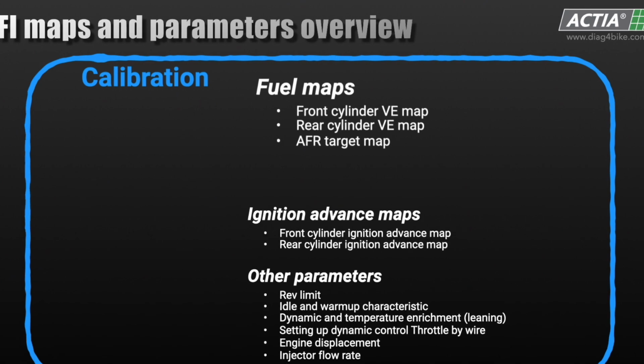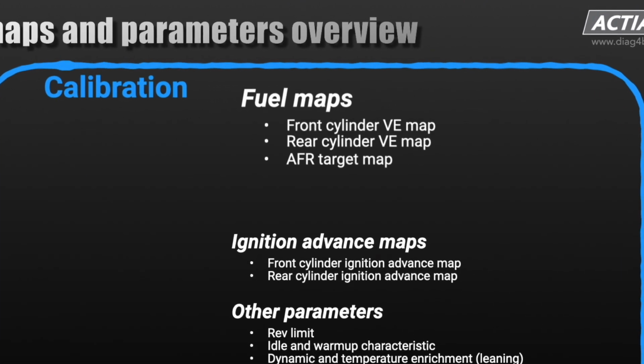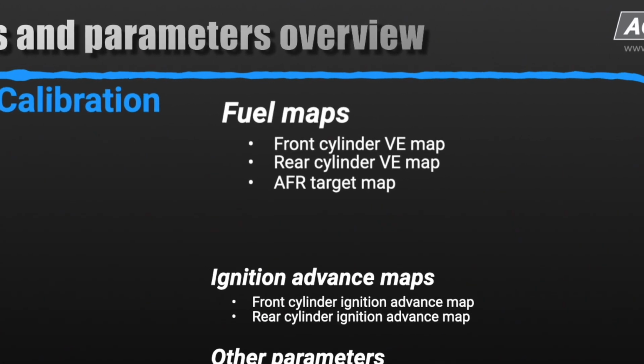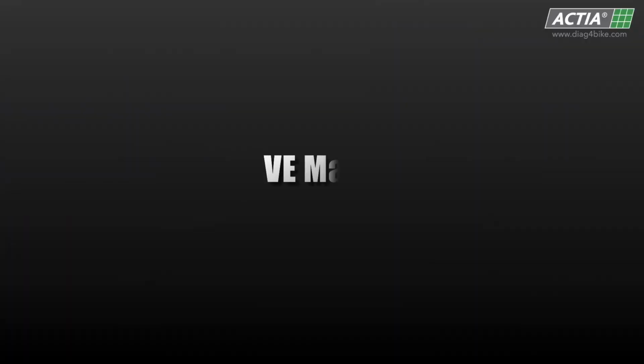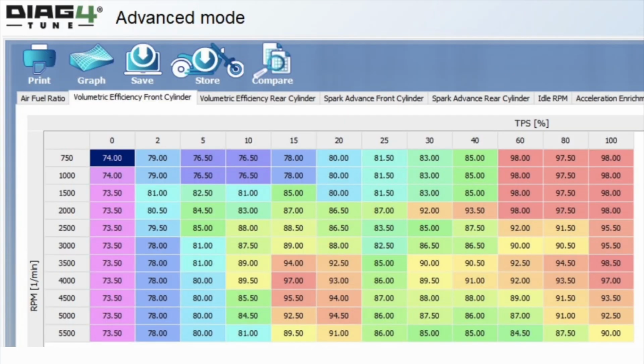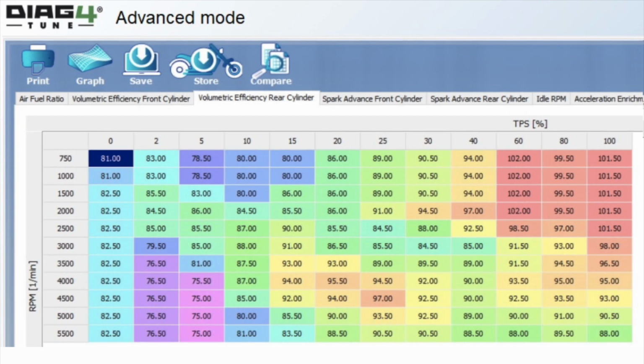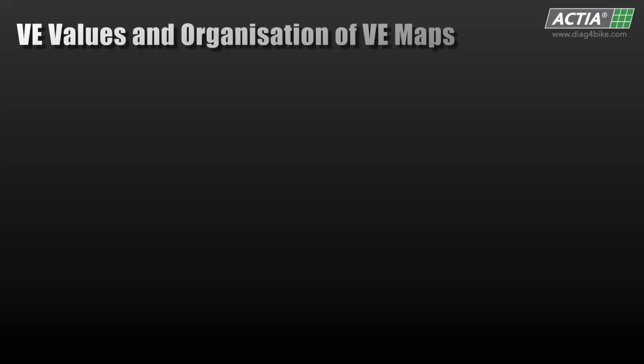This brings us to explaining fuel maps, the main target of optimization in the Diag for Tune software. VE maps differ for each engine cylinder. It is one of the basic properties of two-cylinder longitudinal V engines. VE means volumetric efficiency. The value indicates the volume of air that each cylinder can take in.